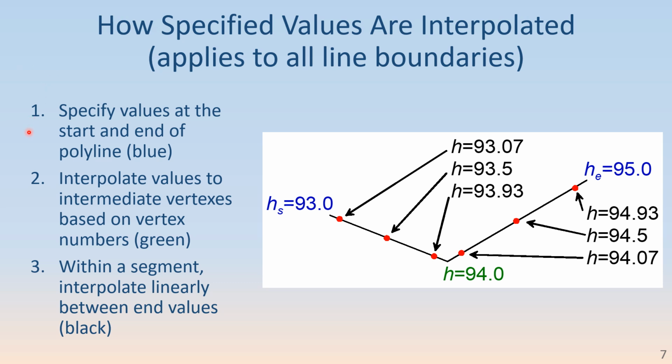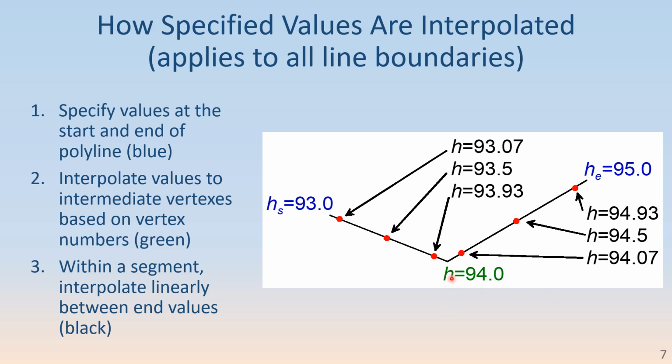So the algorithm works this way. You first specify the values that are in the input table at the start and the end of the polyline. Those would be these blue values. Let's say this is a head specified line boundary with 2 segments, and the starting head is 93 here. The ending head is 95 there. That's what you've put into the input. The intermediate vertexes are interpolated just based on numbers of vertexes. So here we only have 1 intermediate vertex, so it's going to be halfway between the starting and the ending heads. So we assign this green value 94.